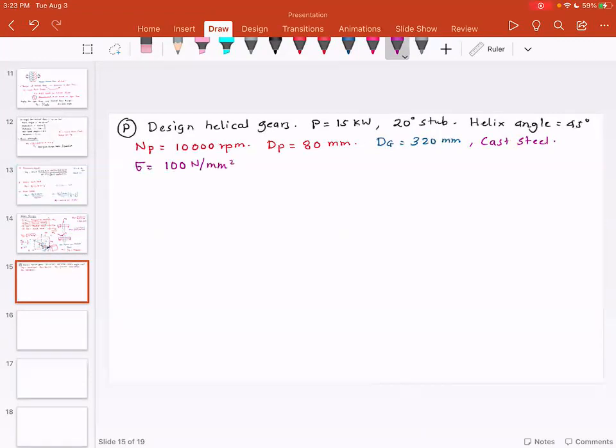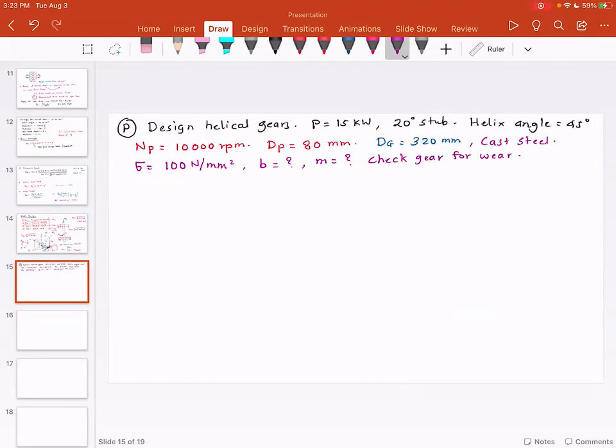So allowable static stress is given to us, and we have to find out face width, we have to find out module, and we have to check gear for wear. So we have to design the gear.